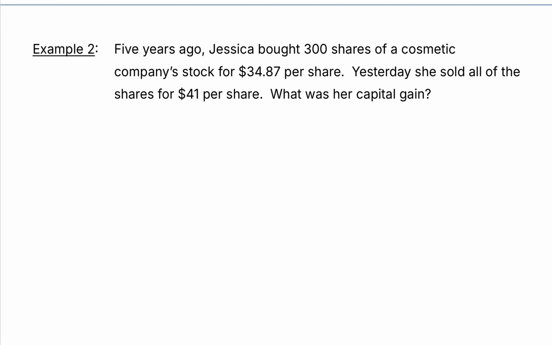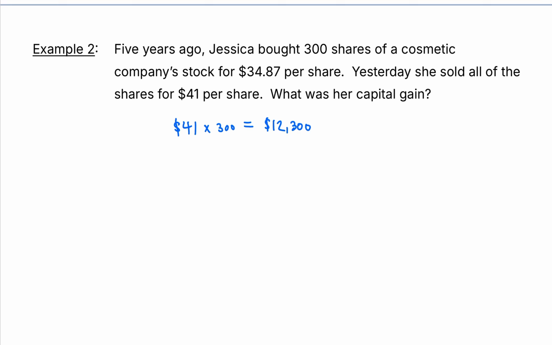All right, so what we're going to do is take $41, and we're going to multiply that by 300. The reason we want to do this is we want to know how much she sold the shares for in total. And when you calculate this, it works out to $12,300.